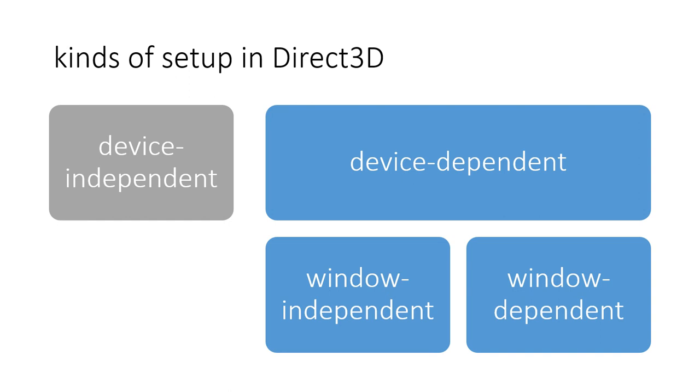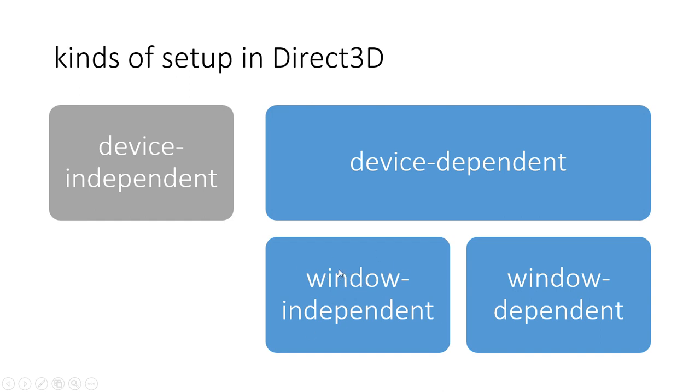So in the last video we looked at the function that you call to do your device independent setup work, and you only call that function once per run of your app. And then in this video we'll look at this bit of setup work here, which is the work that is dependent on the device, but it's not dependent on the window, so it's window independent.